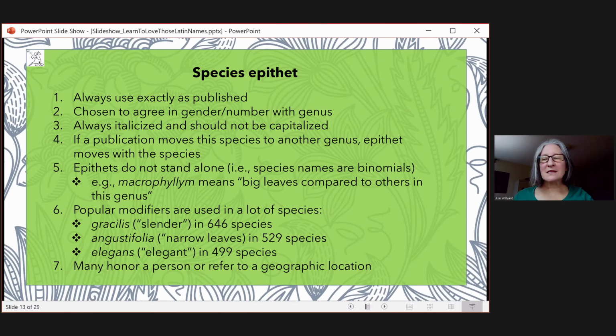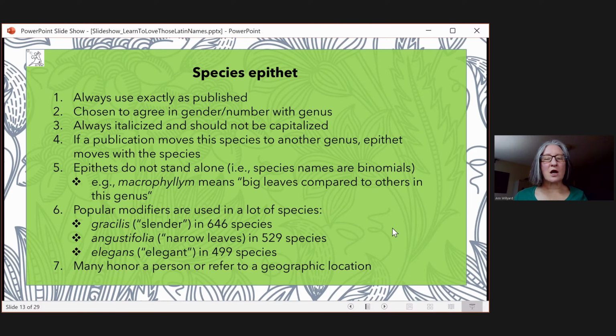Some of these epithets have been used a lot. I just did a quick count in the database. Gracilis, which means slender, is the winner: 646 species around the world. Angustifolia, which means narrow leaves, in 529 different species, and elegans, which means elegant, in 499.